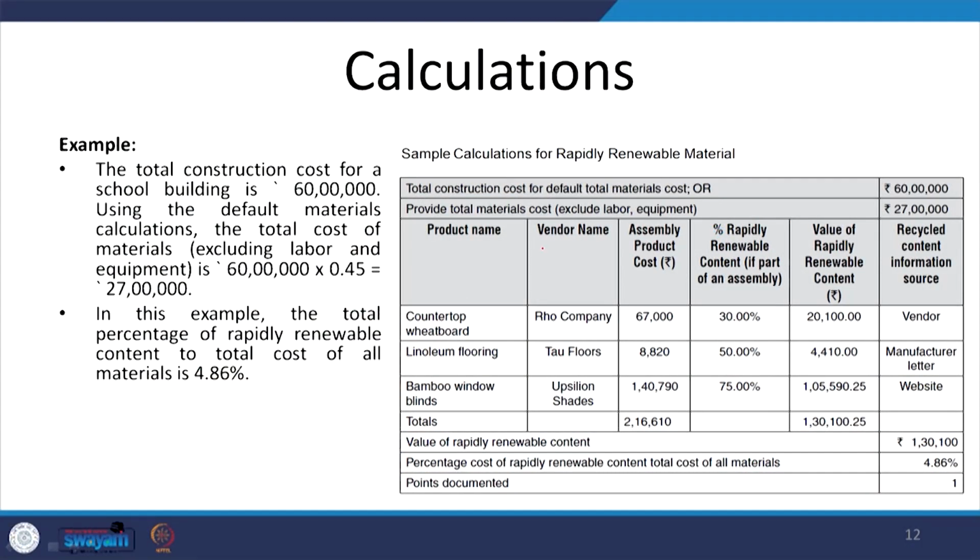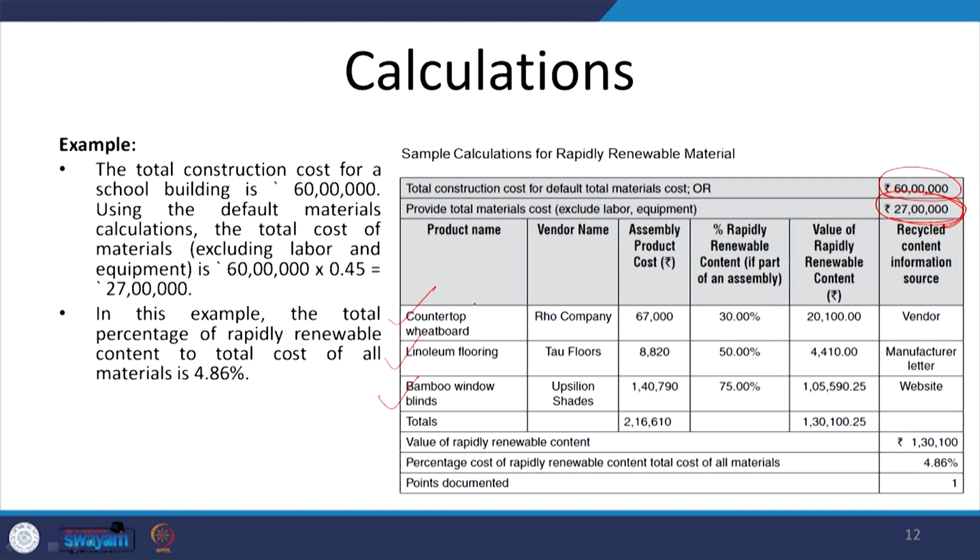So, if we look at the sample calculations, which is very similar to what we have seen, and it is the same project where we are doing all these calculations for. So, if you remember, the total project cost was around 60 lakhs, of which we assume that 45% cost is that of materials. So, around 27 lakhs is the cost for the total building materials. Now, if we identify what are these different rapidly renewable materials which can be used in the project and where can they be used.